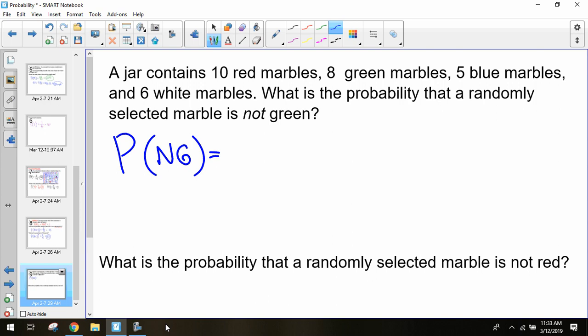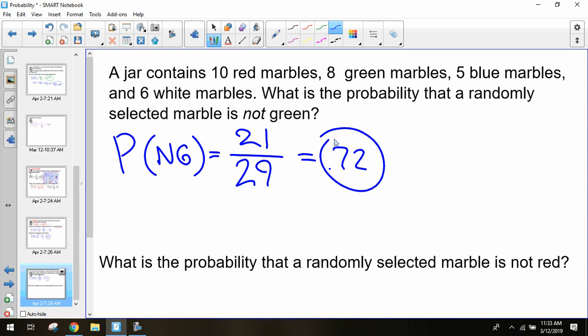Okay. So we're looking for the probability of getting a marble that is not green. We think of it as always desired outcomes divided by total outcomes. How many total marbles do we have? 29. If we add up all of those marbles, we get 29. Now, how many of those marbles weren't green? 21. You could add up your red, your blue, your white, or you could think, I have 29 total and 8 of them are green, so I can subtract to get 21. So 21 out of my 29 marbles aren't green. We could then divide that, and that should give us 0.72, 0.724 or something like that. That's the probability of getting a marble that's not green.